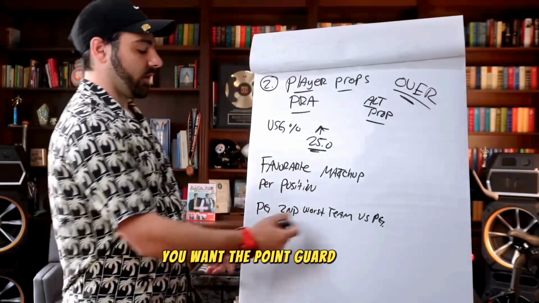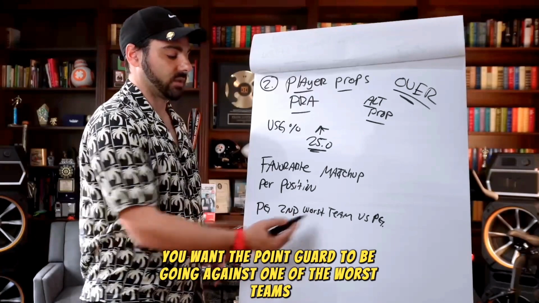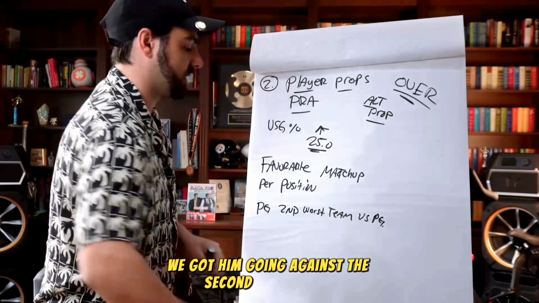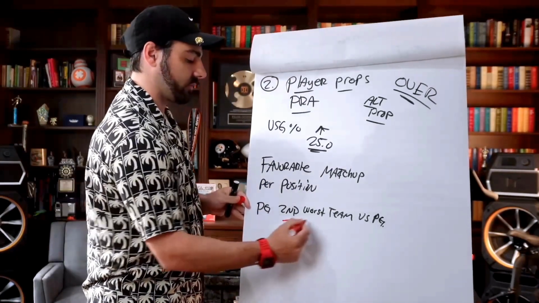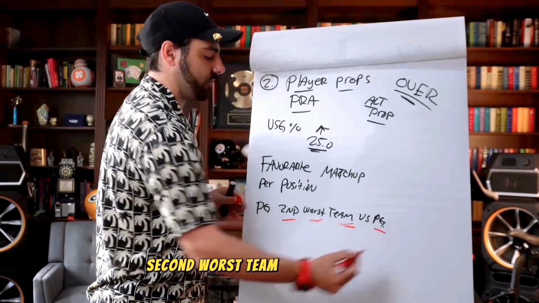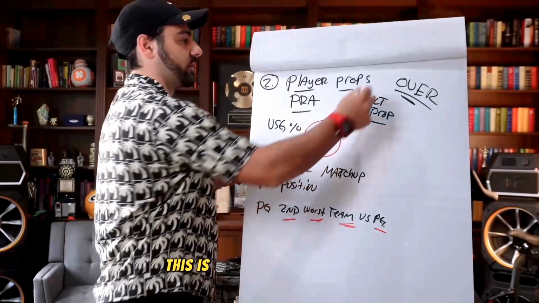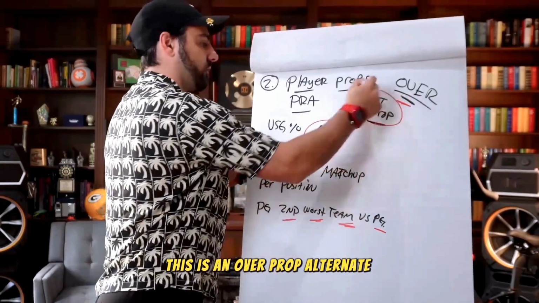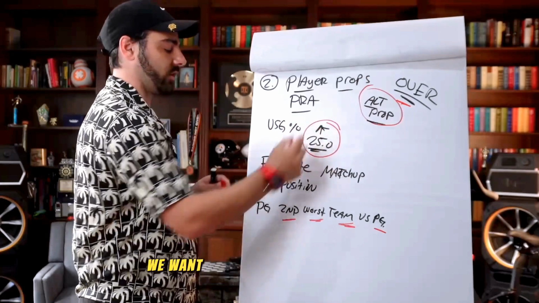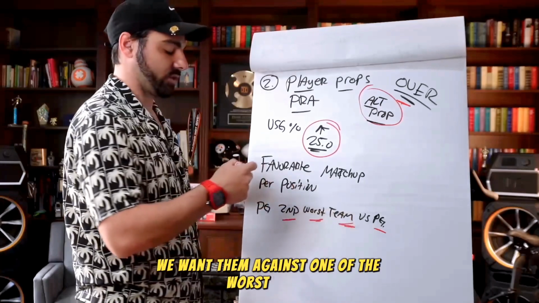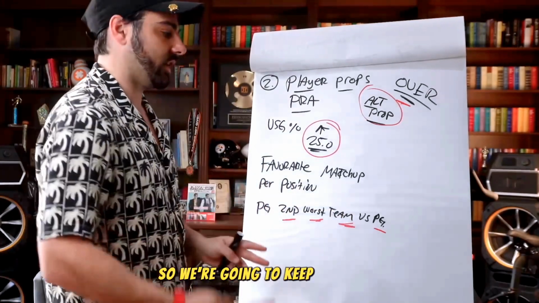You want the point guard to be going against one of the worst teams at guarding the point guard position. All right, so what do we have here? We got him going against the second worst team versus the point guard position. So again, let's circle the numbers that we want here. This is an over prop, alternate number. Usage rate, we want over 25 at least. Favorable matchup, we want them against one of the worst teams going against that position. So we're going to keep it at that.